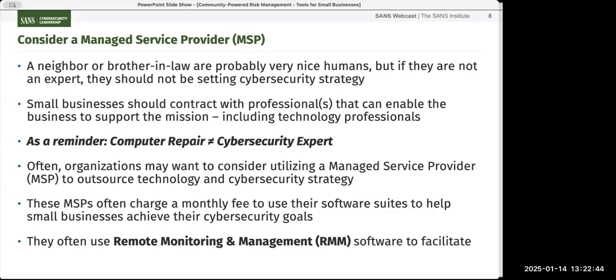But often what they'll do is charge a monthly fee to a small business. As a part of that, they'll let that small business utilize their software licensing and their software suites to help the small business achieve its cybersecurity goals. So in other words, instead of the small business trying to figure out, well, what vulnerability scanner should I use? Or what EDR agent should I use? Or what backup tool should I use? They just outsource all that to the MSP and let them handle it.